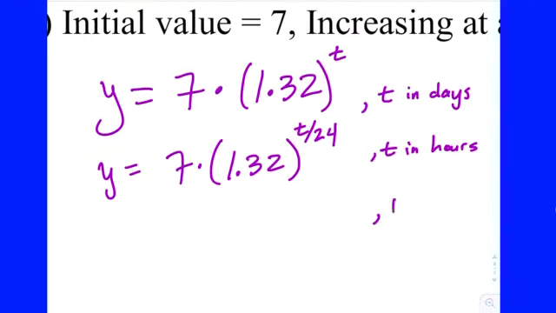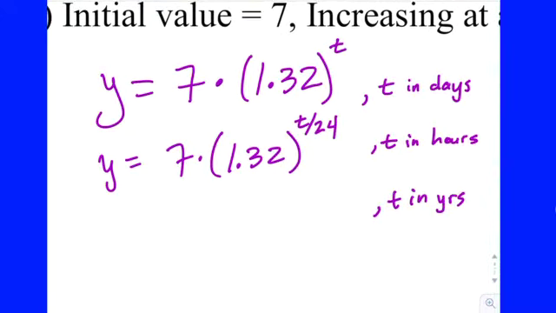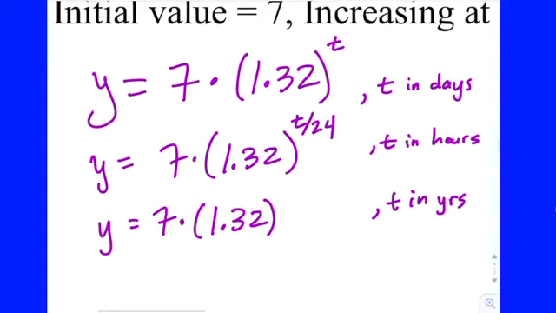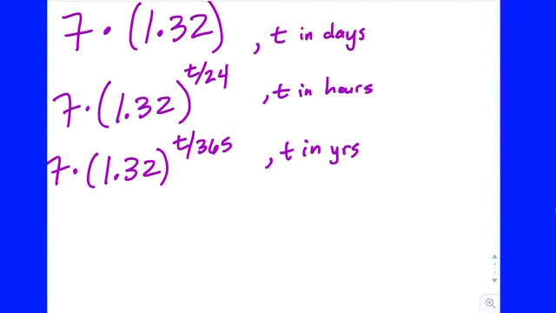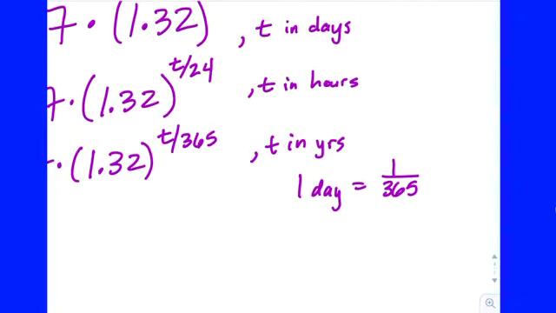Let's try this one. What if I wanted to measure in years? Would it still be y? Yeah. Would it still be 7? Yeah. Would it still be 1.32? Yeah. What would the exponent be? T over 365? No. 1 day is equal to 1/365.25-ish of a year. We'll just use 365.